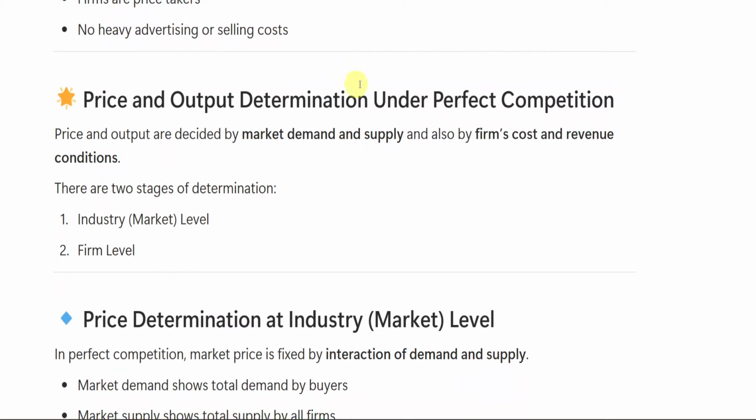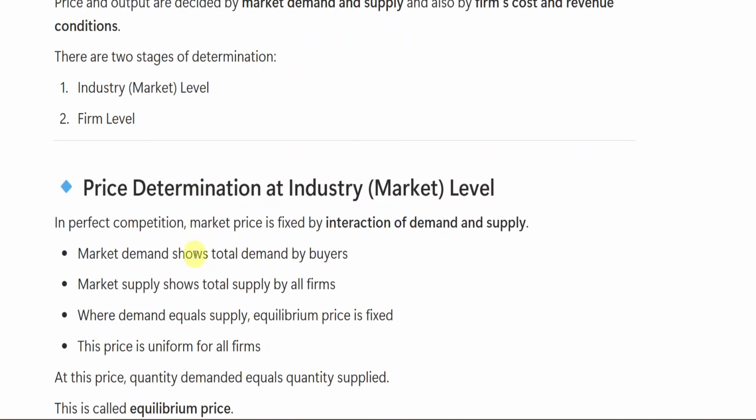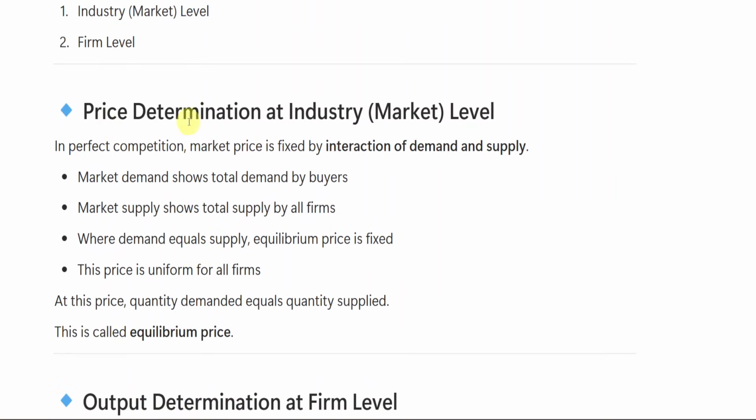If we talk about price and output determination under perfect competition, there are two stages of determination. One is industry or market level, the other one is firm level. First, let us try to understand market level price determination. First, we have market demand. It will show total demand by all buyers. When price falls, demand will increase. When price rises, demand will decrease.